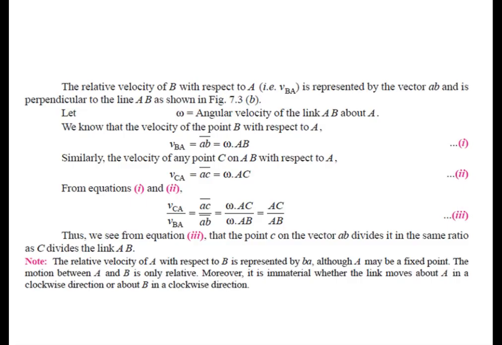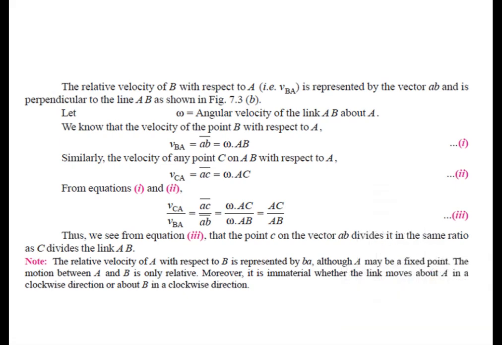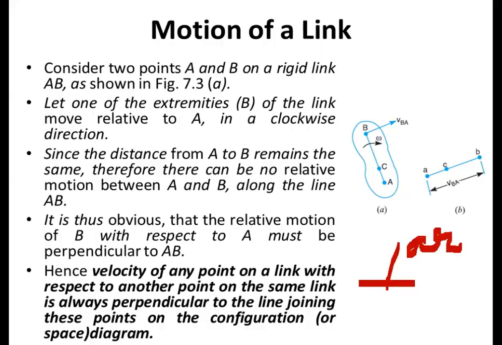Next, we'll see this now. So the relative velocity of B with respect to A, that is VBA, is represented by the vector AB and is perpendicular to the line AB as shown in figure B. You can see this figure, this is VBA shown here.